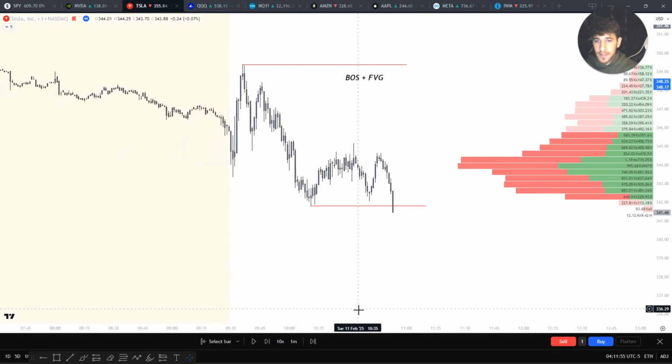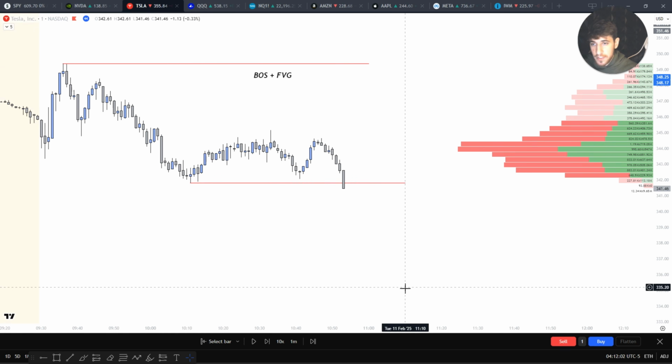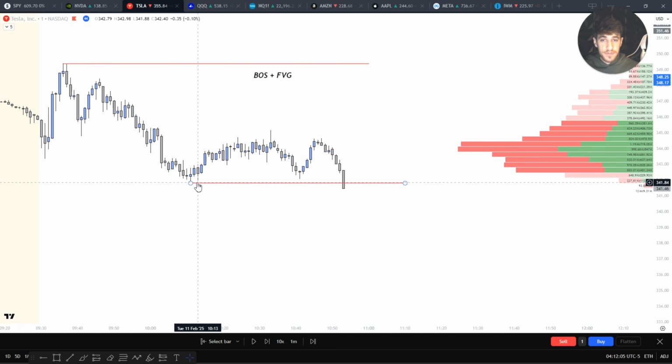So in this case, we have a high of day and a low of day, and price comes and gets a very, very strong break of that low of day level. So we are now looking for setups to the downside. Step number one is complete. The second step is to look for a fair value gap. So let's go ahead and see if that pops up.